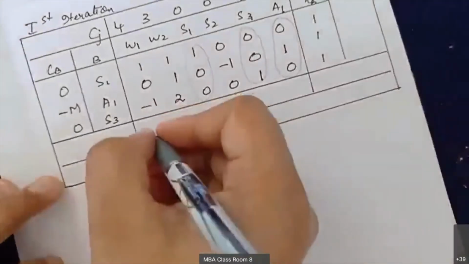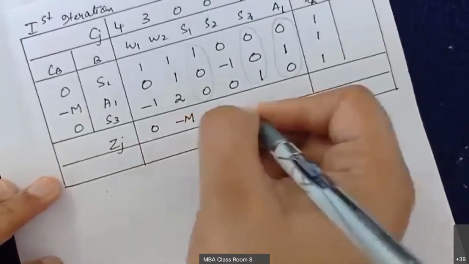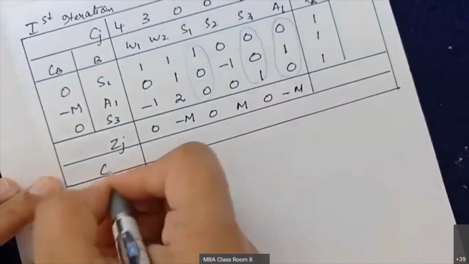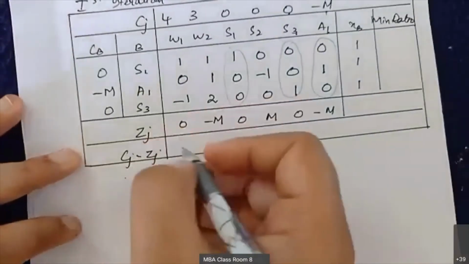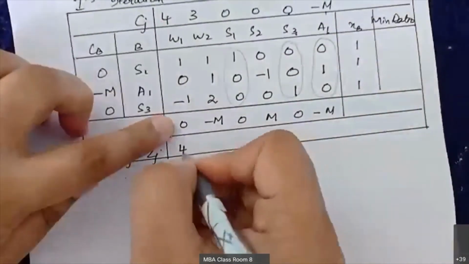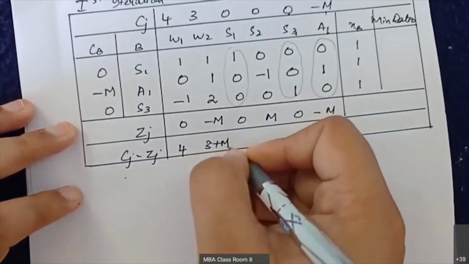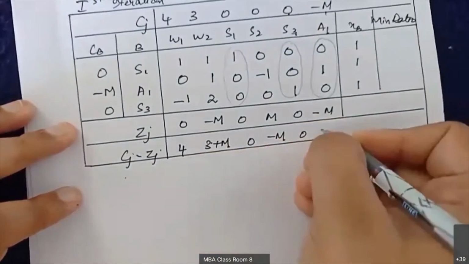Okay, Zj values, I'm writing it fast: 0, minus m, 0, m, 0, and minus m. Okay, then we have Cj minus Zj values. Over here, 4 minus 0, it is 4. Similarly, this will be 3 plus m. Okay, next one, 0, this will be minus m, 0, and 0.